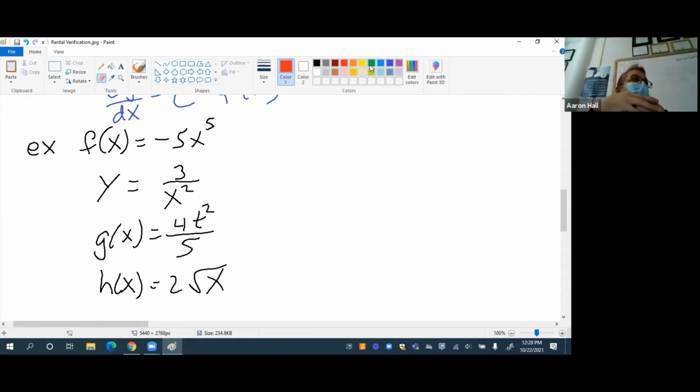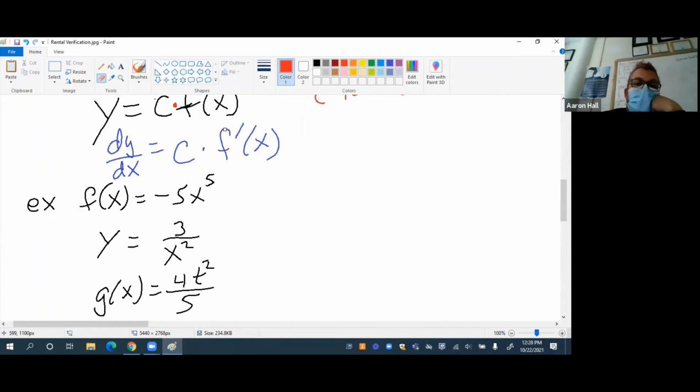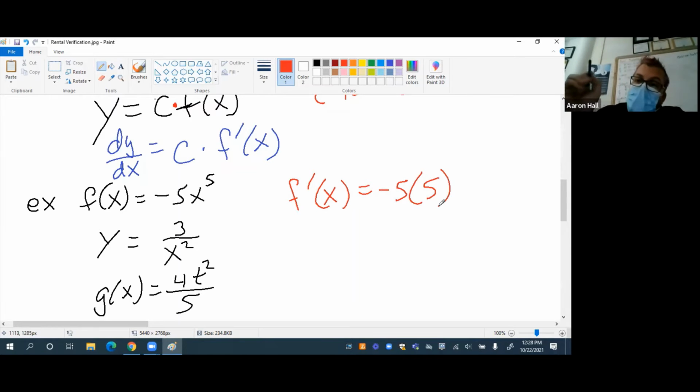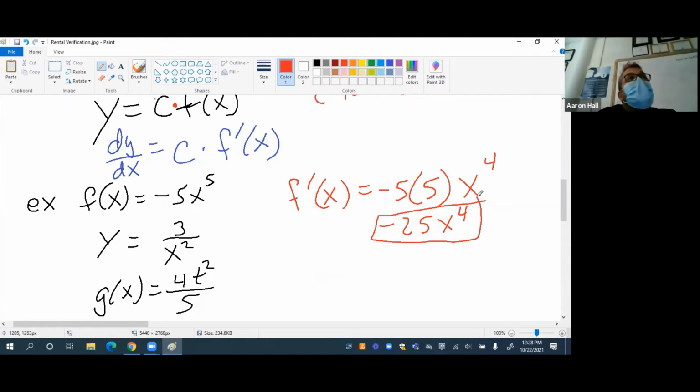Nate, do you have the first one? Nathaniel? Yeah, it's -25x to the power of 4. So we're just going to keep that constant alone. If you remember the power rule, it certainly works as well. Following this rule, I'm just going to keep our constant the same. I'm going to multiply by our exponent, and then I'm going to subtract 1 from our exponent. So that's going to give us -25x to the power of 4. Is that what everybody else got? Okay.